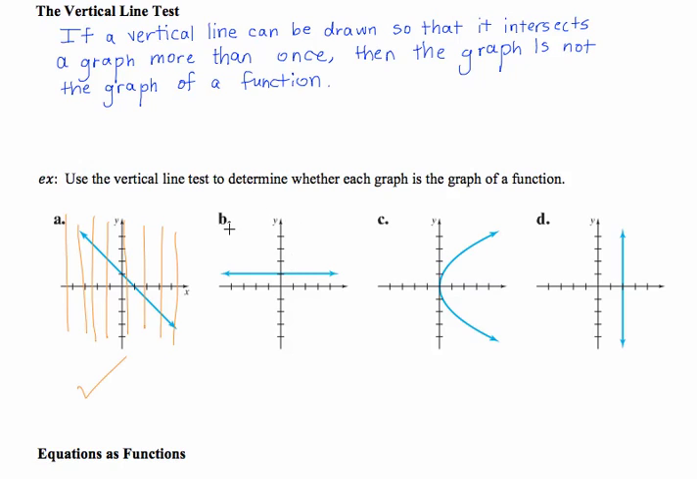Again here, I'm only touching 1 point at a time as I move my vertical line across, so that is a function. Here I'm not touching any points, that's okay because these x values are not even in the domain.